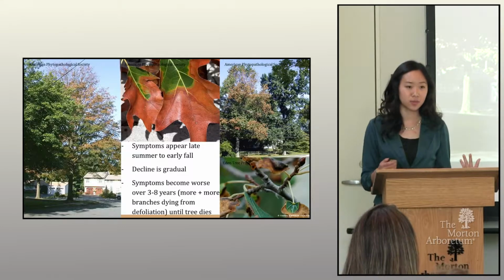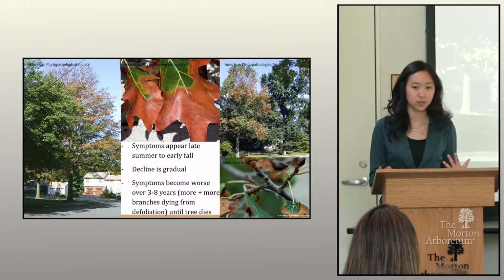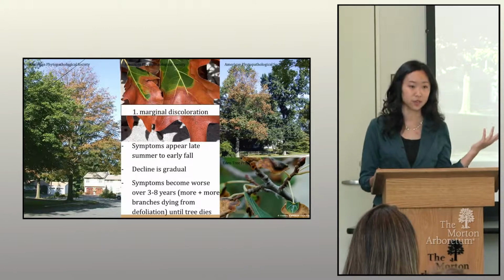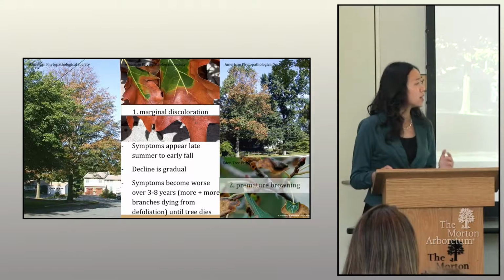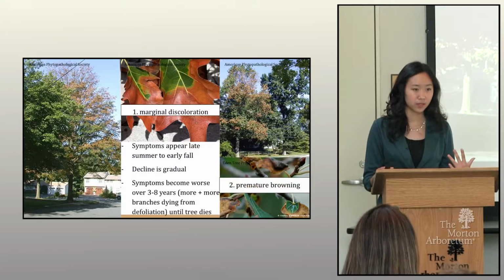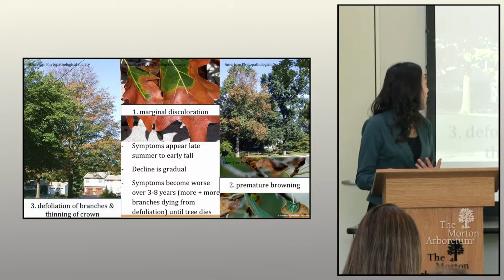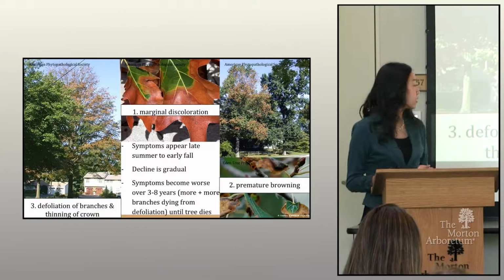Symptoms appear late summer to early fall, and they vary by host, but the most common symptom is marginal discoloration, or leaf scorching, which you can see there. This is followed by a premature browning of the leaves, and affected leaves also drop early as well. And then gradual defoliation of the branches and a thinning of the crown.